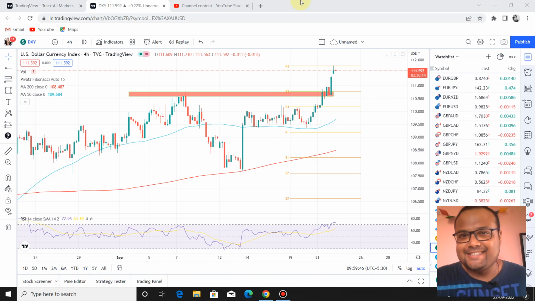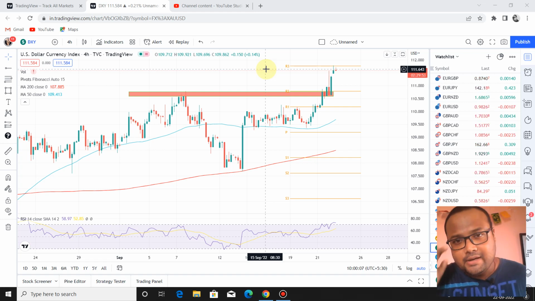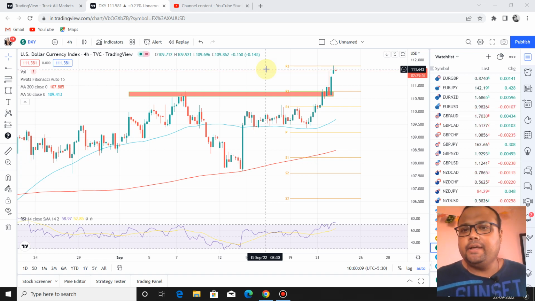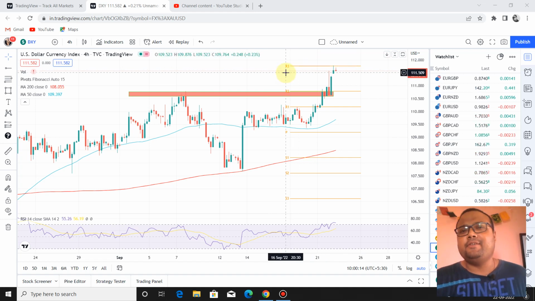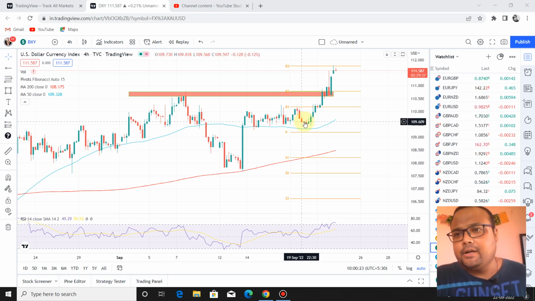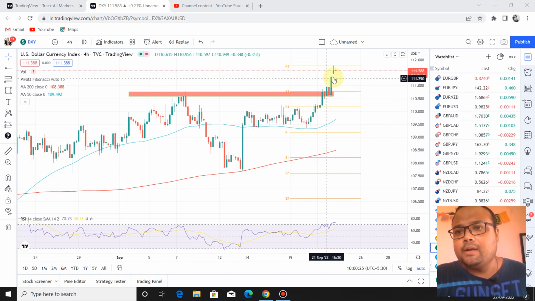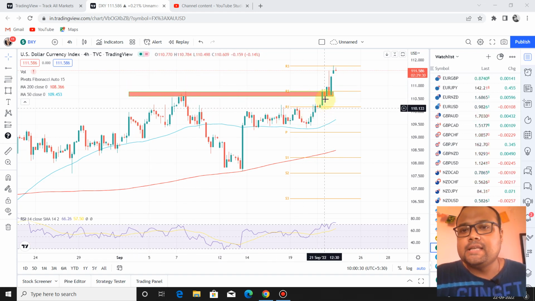So let's get started. As expected, FOMC brought some craziness to the market. There was heavy volatility during the FOMC event. The Fed has decided to increase the interest rate by 75 basis points. That was big news, and as a result, we saw a big jump on the chart of DXY, the US dollar currency index. Right now, DXY is standing at 111.58. It broke the previous high, and DXY looks unstoppable again.